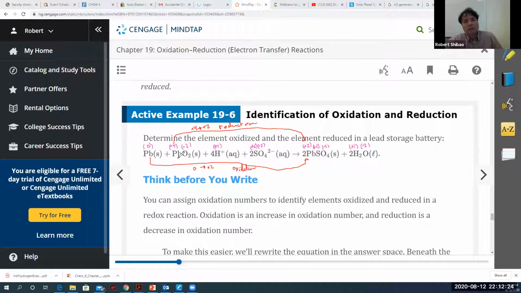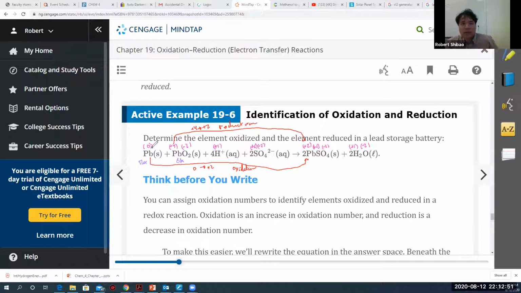Now, what that means is whatever is reduced is our oxidizing agent. It's taking electrons, and so this is our oxidizing agent. It's the lead ions here. Lead 4 is the oxidizer, and lead 0 is the reducer. This is a reducing agent here. So in a car battery, your oxidizer is actually a solid. It's lead.